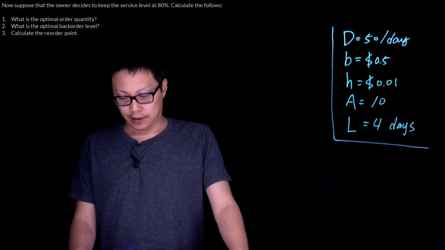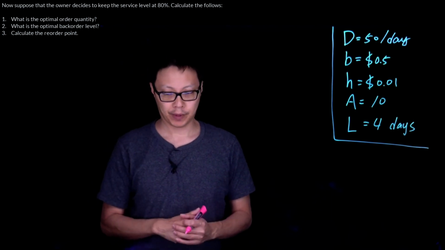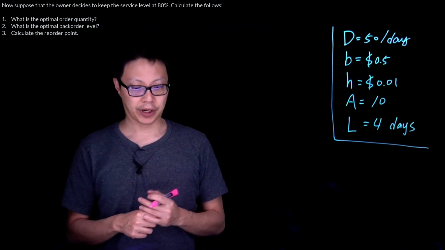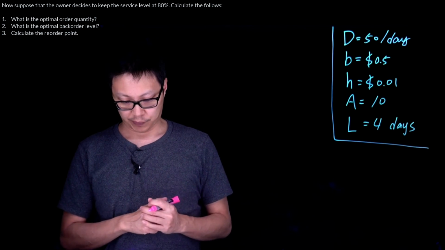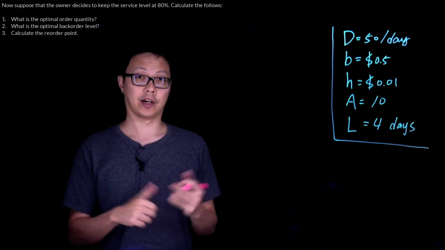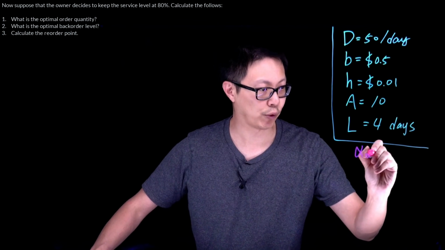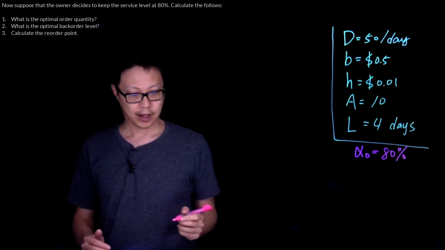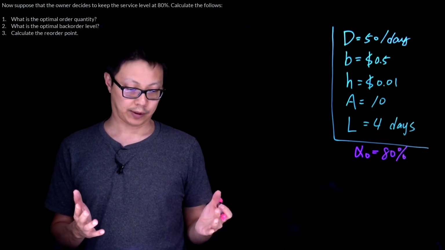Now, let's say the grocery store decides to choose a different service level, and we don't want to use 98%, although 98% will be the optimal, but instead we want to set a different value. And suppose the owner decides to keep the service level at 80%. How can we find out the order quantity, back order level, and the reorder point? So suppose this is a goal, and we call it alpha 0. We want to keep alpha 0 equal to 80%.